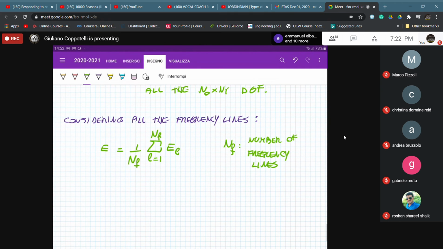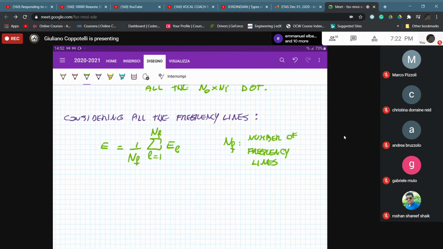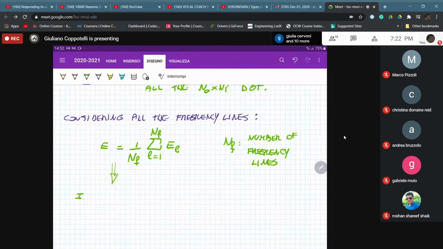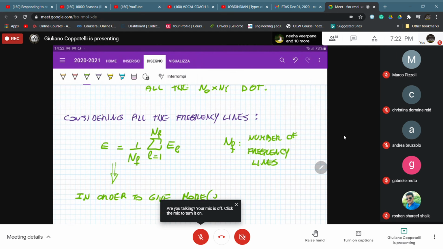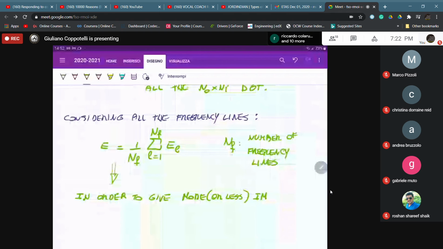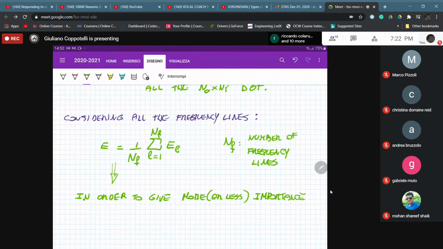And therefore we can have this equation written in a different form, in order to give more or less importance to some frequency lines.